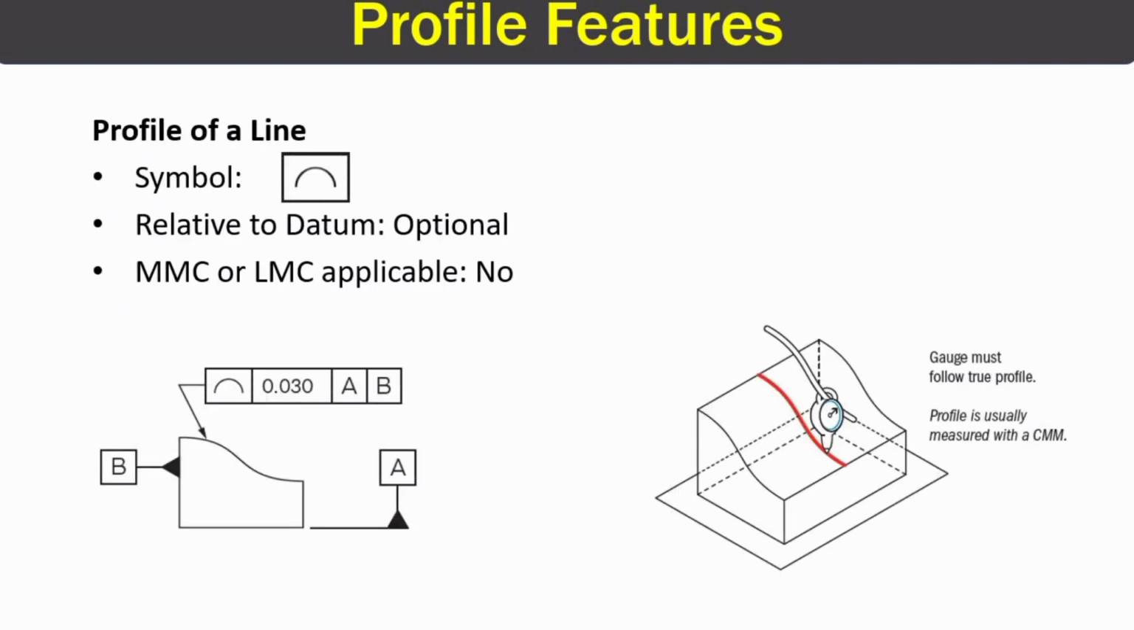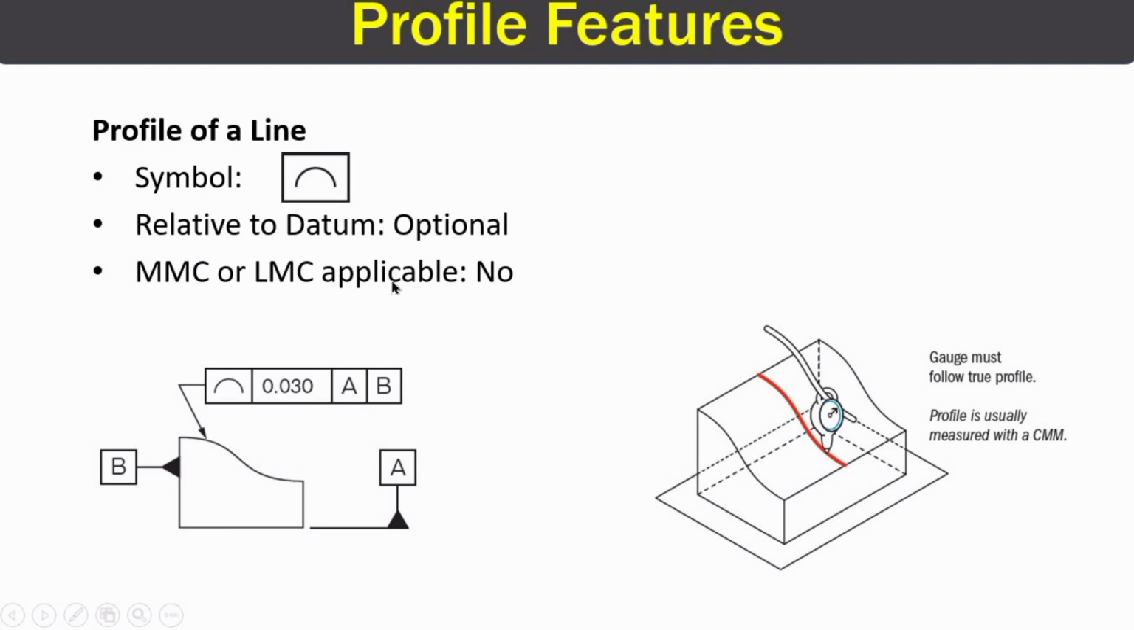In this category, we have two features, profile of a surface and profile of a line. We will discuss profile of a line first. This is the symbol of profile of a line, and datum is optional for profile of a line. Sometimes it's required and sometimes it's not.